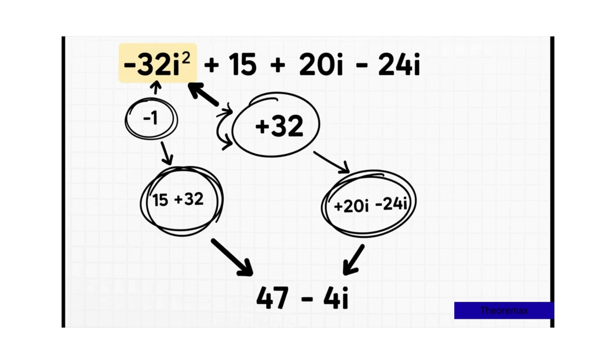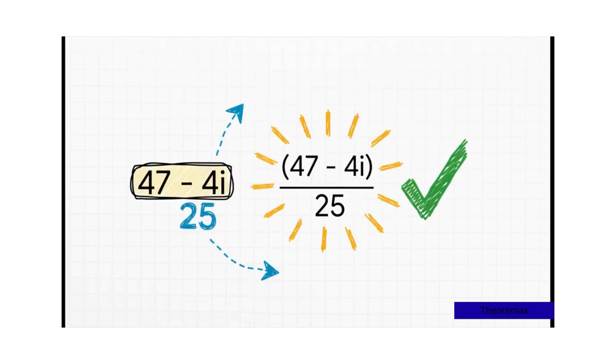Now we can just combine our regular numbers. 15 plus 32 gives us 47, and our imaginary numbers, plus 20i minus 24i, is -4i. And just like that, our messy numerator is a tidy 47 minus 4i. Now we just put the pieces back together. We take our simplified numerator, 47 minus 4i, and we put it over our simplified denominator, 25.